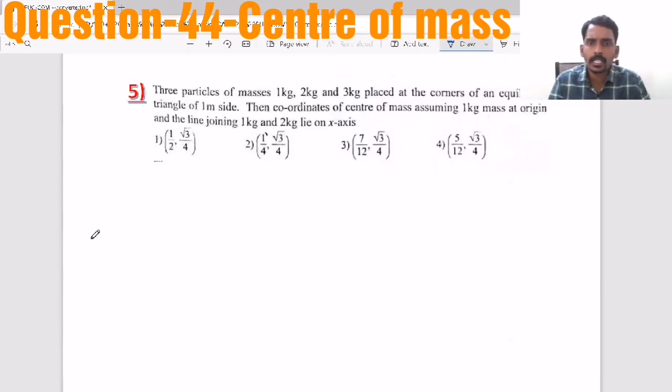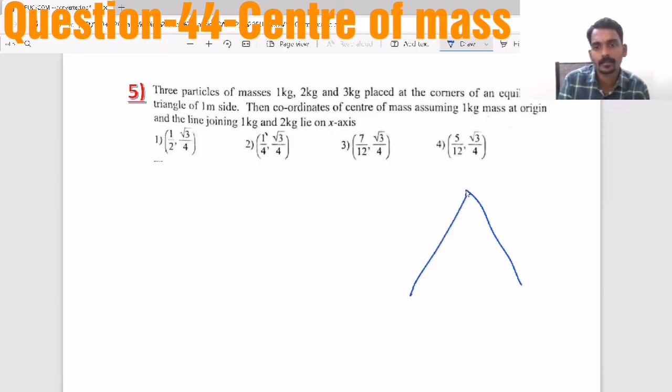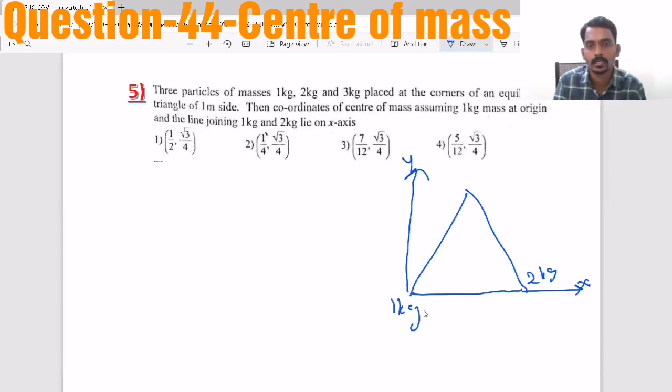Now the next thing is: 3 particles of masses 1 kg, 2 kg and 3 kg are placed at the corners of an equilateral triangle of 1 meter side. Then find the coordinates of the center of mass, assuming the 1 kg mass is at the origin and the line joining 1 kg and 2 kg lies on the x-axis. So now there is an equilateral triangle. Then this will become the y-axis.